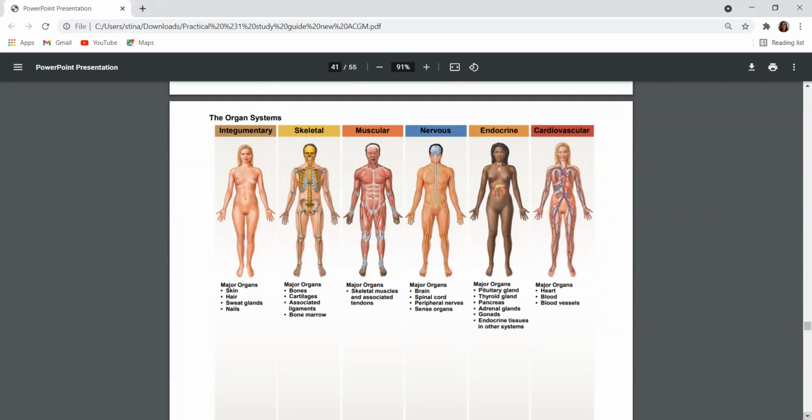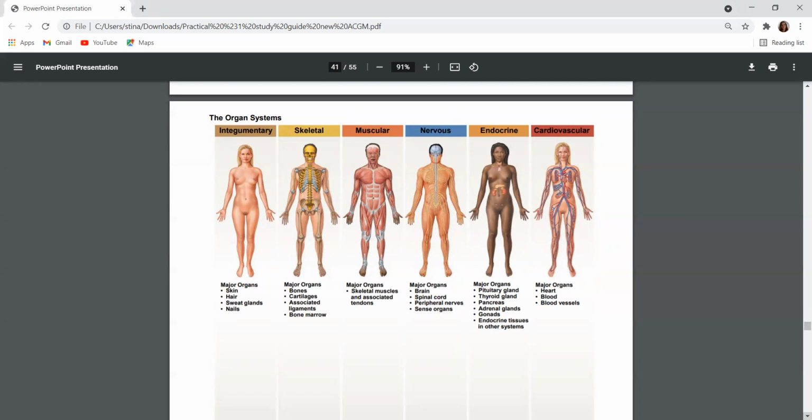Then you have your nervous system of the body. It's comprised of the brain, the spinal cord, your peripheral nerves, and your sense organs, such as the eyes, the ears, things like that. Then you have your endocrine system. Your endocrine system is going to be comprised of your different glands. So your pituitary gland, your thyroid gland, your pancreas, your adrenal glands. It's also going to be comprised of the gonads, which are your sexual glands in the body, and other endocrine tissues.